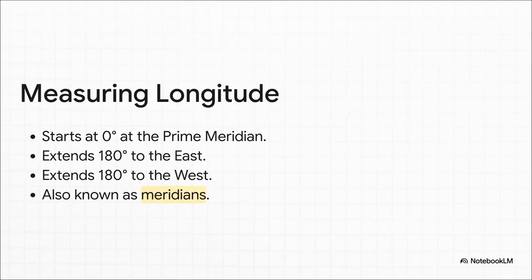From that starting point at 0 degrees in Greenwich, we can travel 180 degrees around to the east or 180 degrees around to the west. And those 180-degree lines meet up on the exact opposite side of the planet, making a perfect 360-degree circle. And these lines, we also call them meridians.